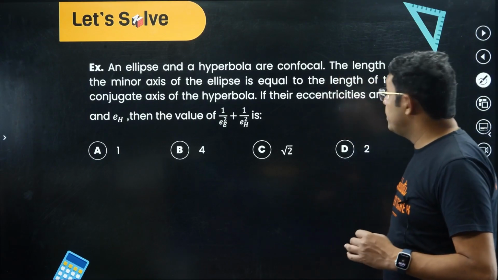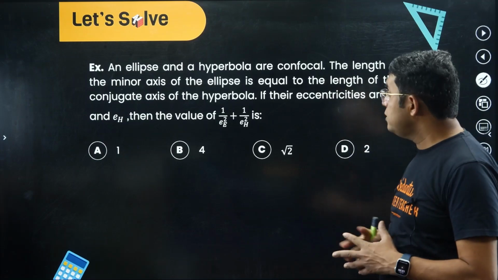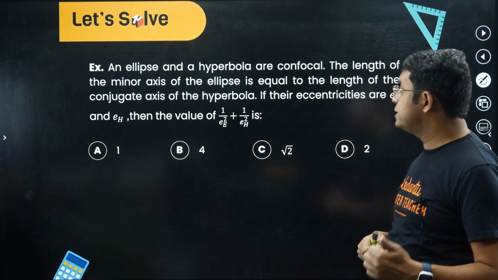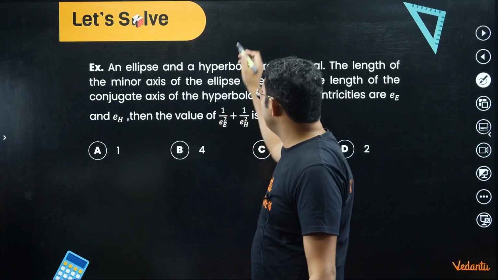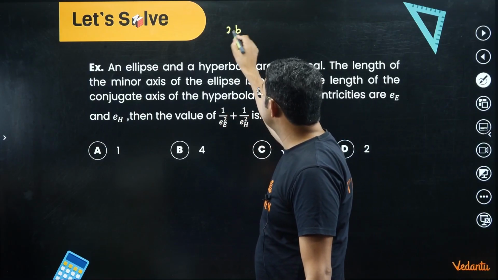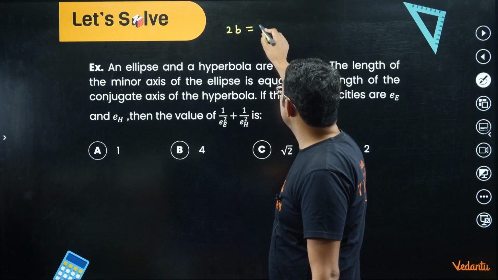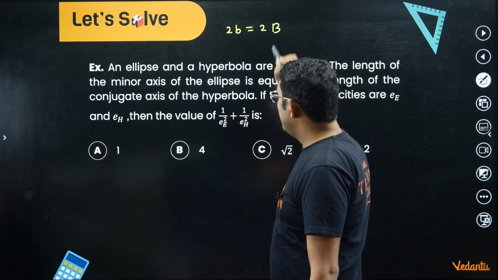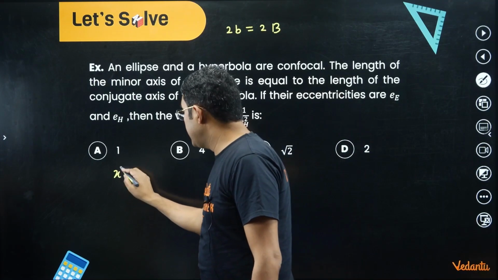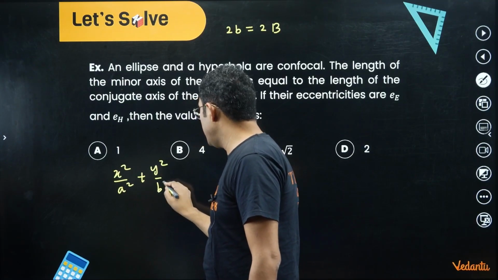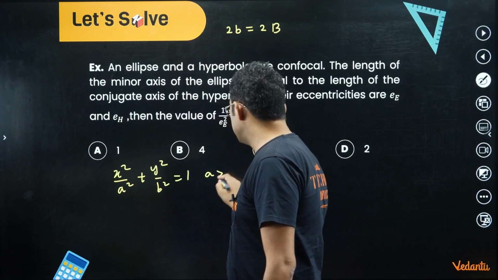An ellipse and a hyperbola are confocal. The length of the minor axis of the ellipse is equal to the length of the conjugate axis of the hyperbola. So the minor axis of the ellipse means 2b, and that is equal to the length of the conjugate axis. Conjugate means 2b, and I am using the ellipse as x square upon a square plus y square upon b square is equal to 1, where a is greater than b.